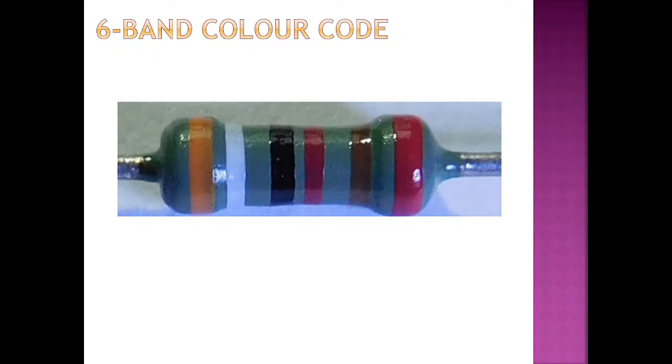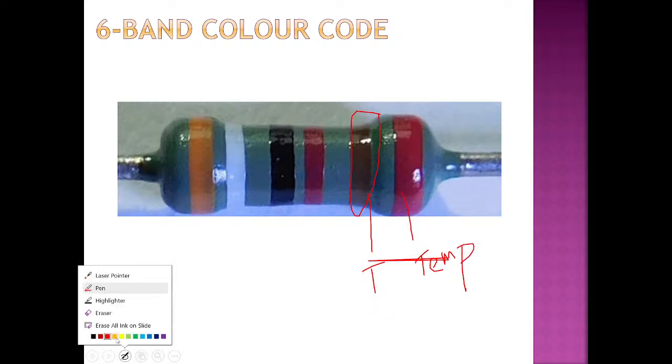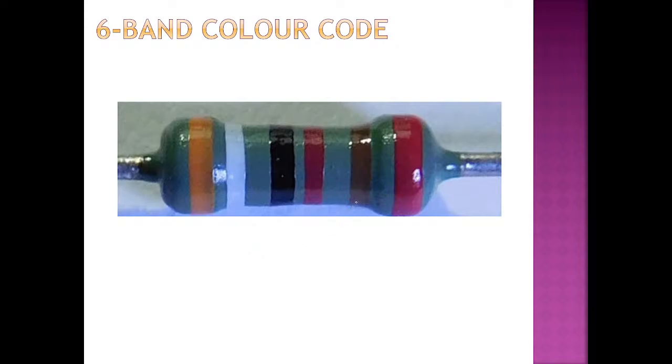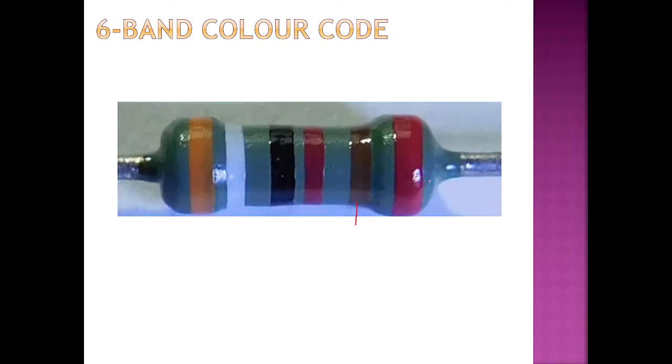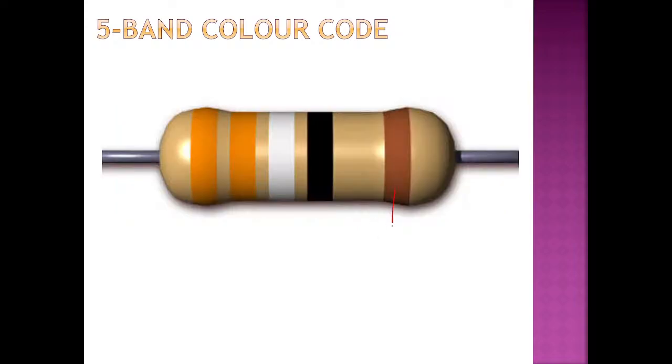For the six band color coded resistor, the fifth band is the tolerance, not the sixth one. The sixth one is the temperature coefficient value. So for a six banded resistor, the sixth one is the temperature coefficient and the fifth one is the tolerance. For five band, the fifth one is the tolerance.